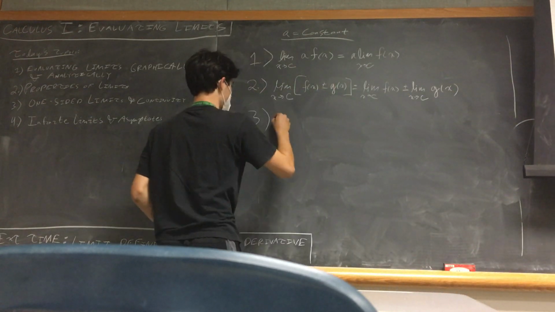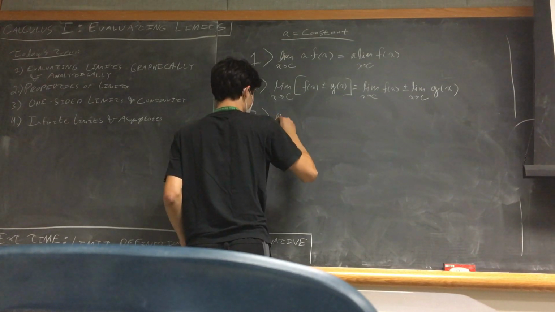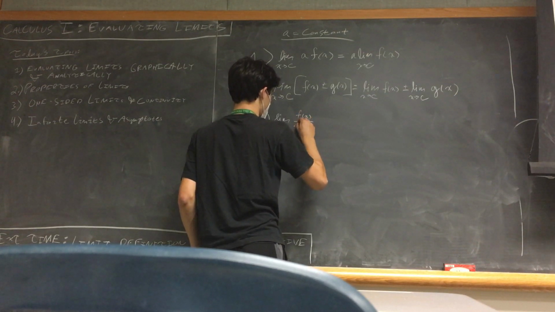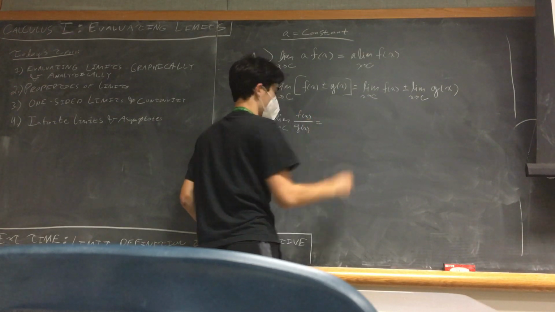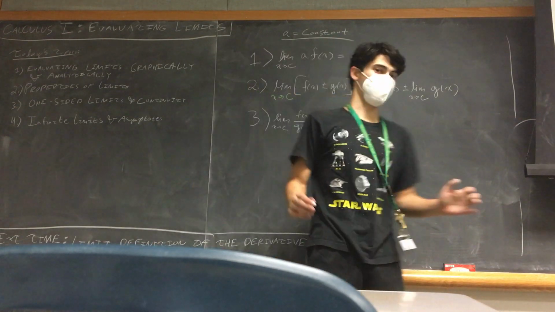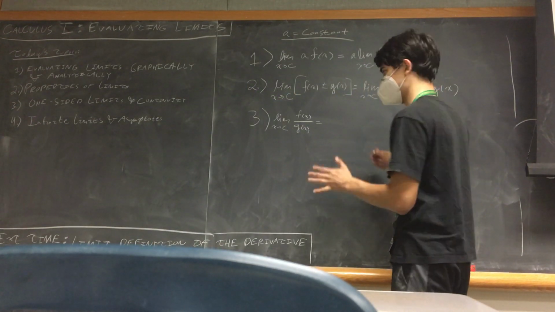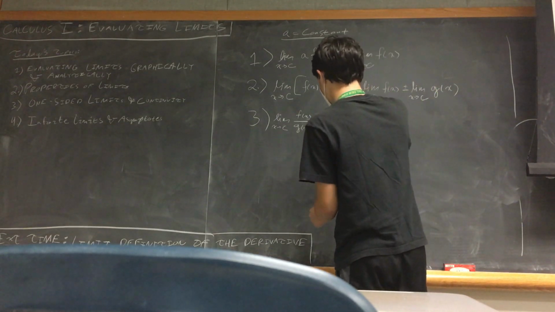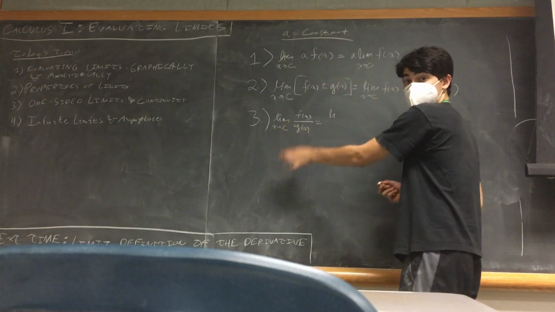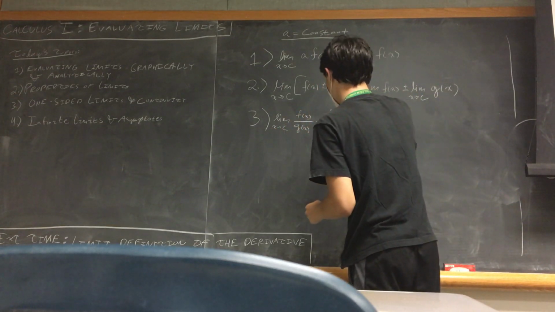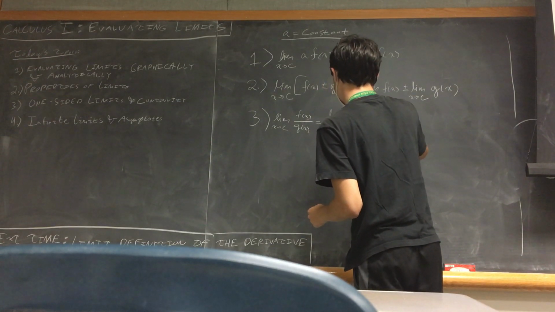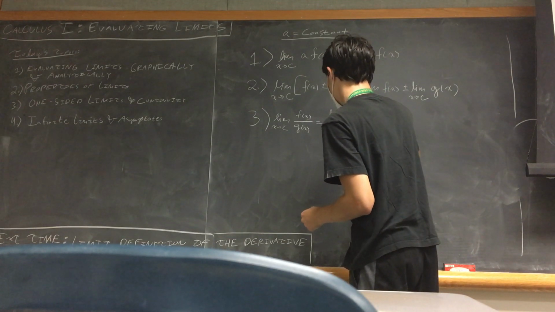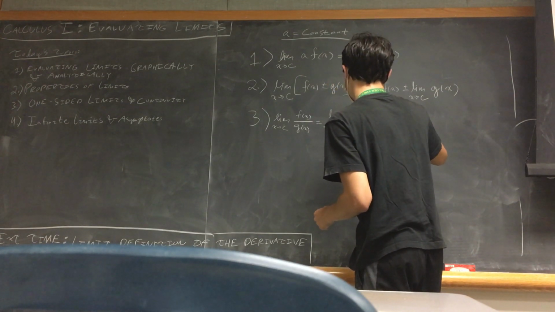Our third property is that the limit as x approaches c of f of x divided by g of x. And this one here is a really nice one, especially compared to the quotient rule with derivatives, which we'll get to in a little bit. Not in this video, but in a future video. But for the limit, we have limit as x approaches c of f of x over g of x is equal to the limit as x approaches c of f of x over the limit as x approaches c of g of x.